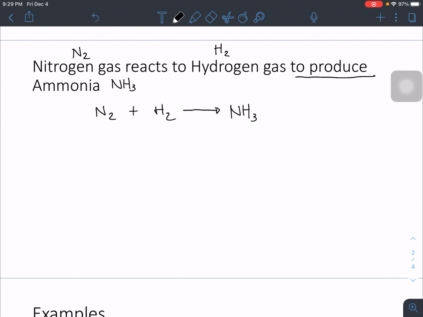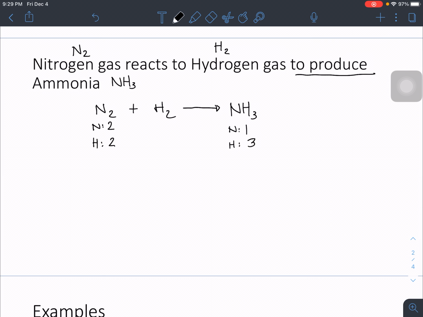So on balancing, it is important to first write all the elements present and count the number of atoms of each specific element in the chemical equation. We have nitrogen and hydrogen on the reactant side, and the same on the product side. There are 2 nitrogen, denoted by the subscript 2, plus hydrogen, there are 2 hydrogen. On the product side, nitrogen has 1 nitrogen, and hydrogen, there are 3 hydrogen.